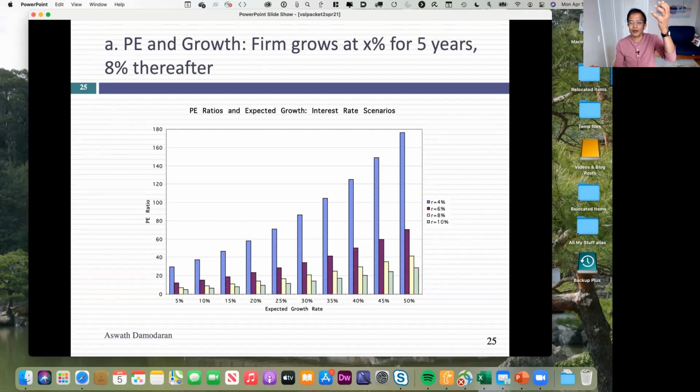Now, let me ask you the second question. What kind of world do we live in right now? A low interest rate world or a high interest rate world? At least in the US and Europe, we're in a world with really low rates, right? And you know what this graph is telling you? In this world, earnings surprises matter a lot.